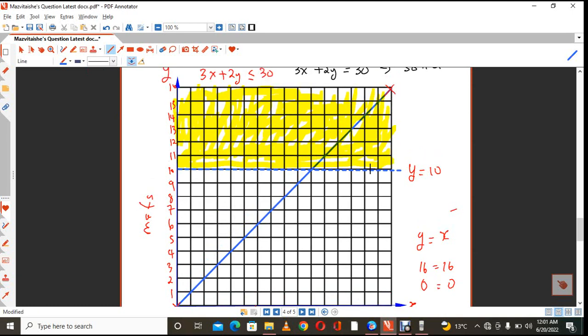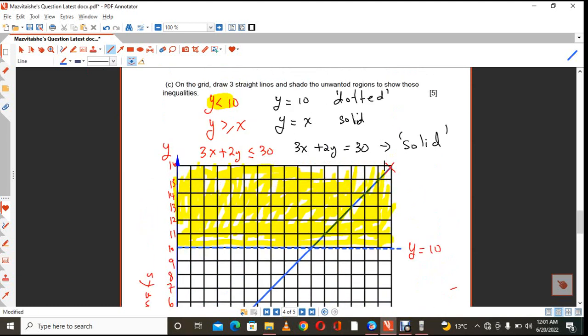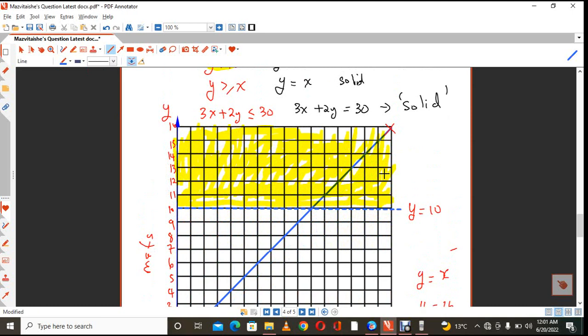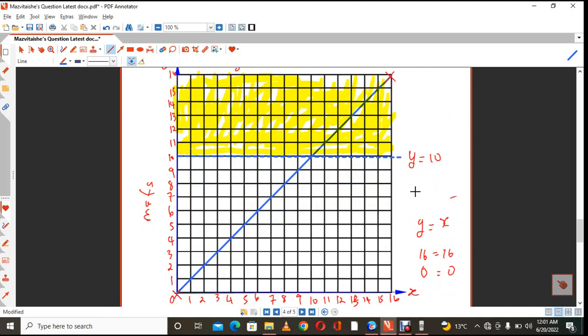Our line was saying y should be greater than or equal to x. The values for which that is true are above the line. So what you are shading is above the line. Please make sure, okay, greater than, so it's above the line.